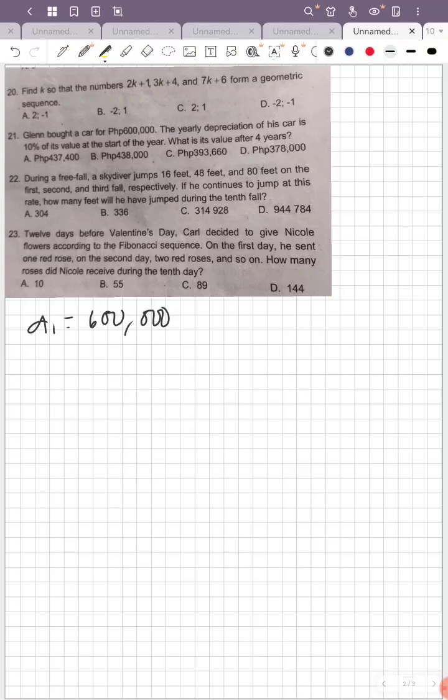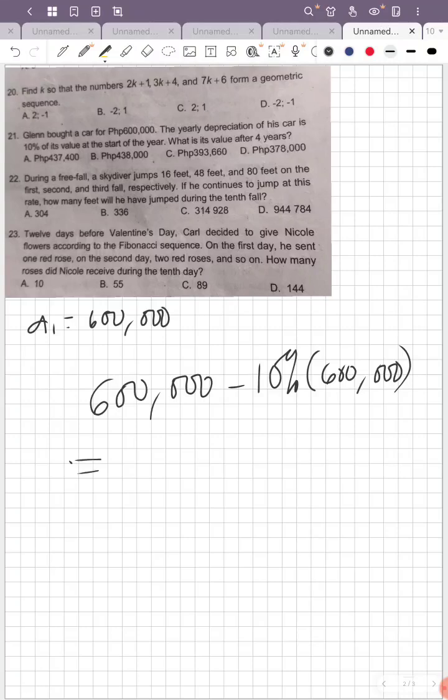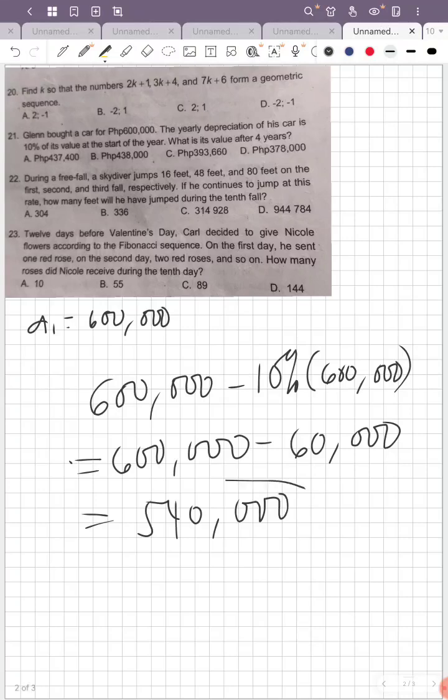So after 1 year, 600,000 minus 10% of 600,000. So 600,000 minus 60,000. So it would be 540,000. That will be the A sub 2.